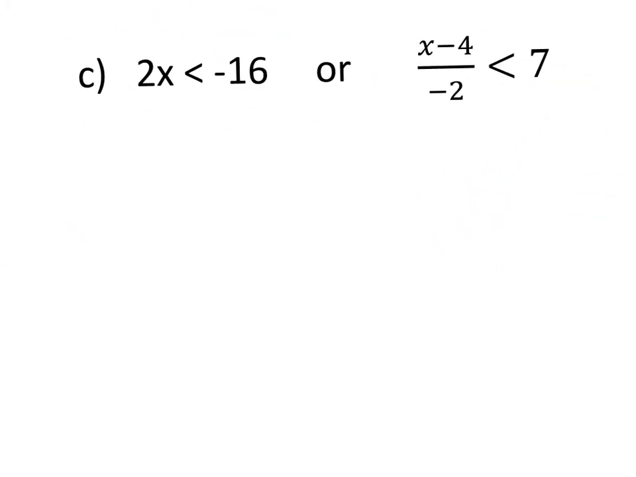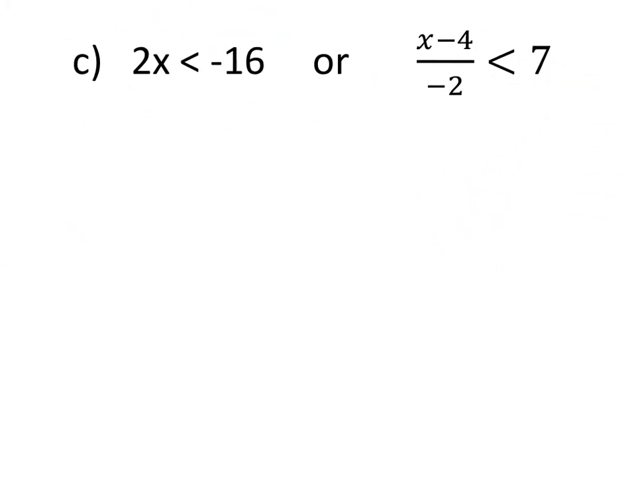All right, now the OR statement, let's go ahead and solve both of these. So on the first one, we're going to divide by 2. So x is less than -8. Again, I'm not dividing by a negative, so my sign does not flip. Now in this guy, I'm going to multiply both sides by -2, so that when I do that, I get x minus 4. Remember, top drops. Flip your sign because you multiplied by a negative, -14. So now I add 4, so x is greater than -10.